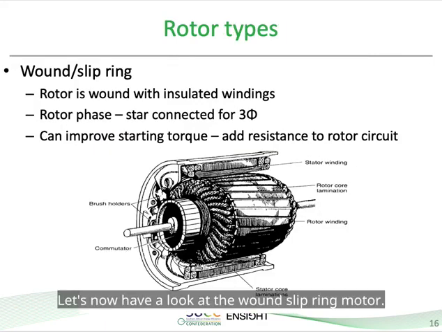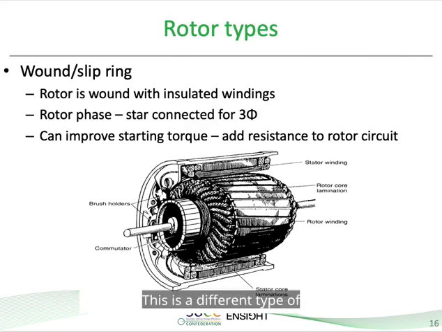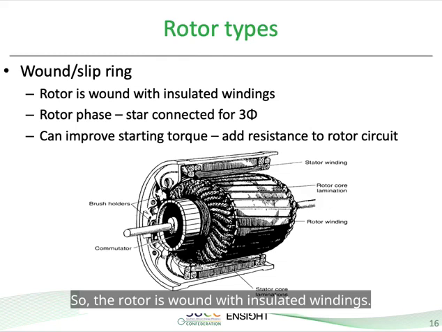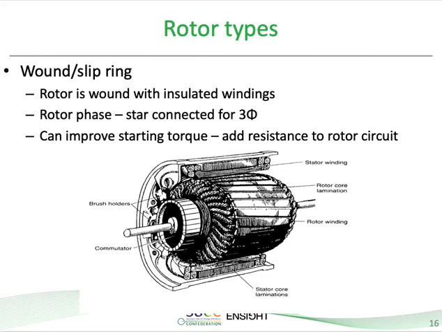Let's now have a look at the wound slip ring motor. This is a different type of rotor. The rotor is wound with insulated windings. The rotor phase is star connected for three phase. It can improve the starting torque, but it adds resistance to the rotor circuit.